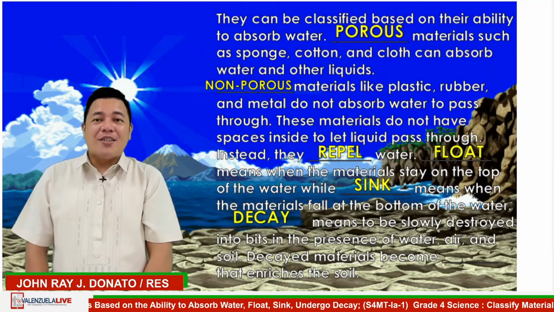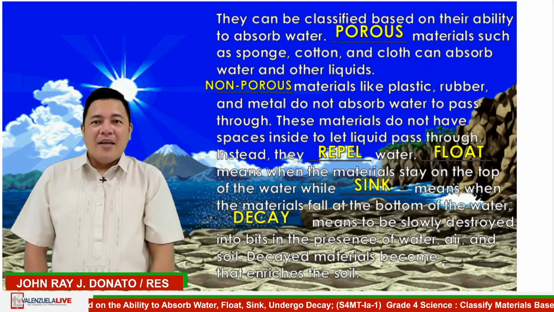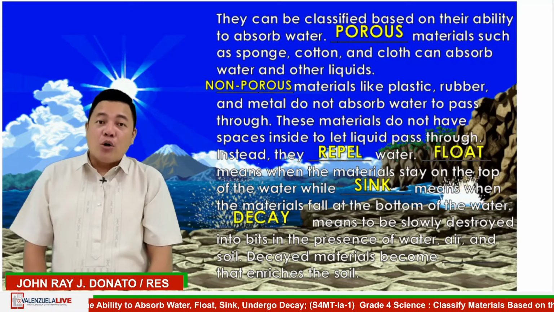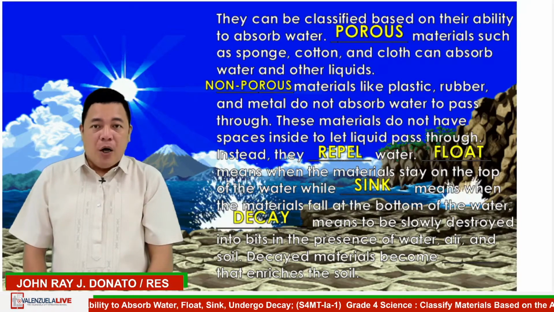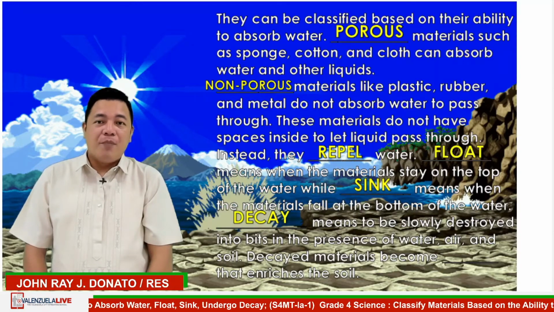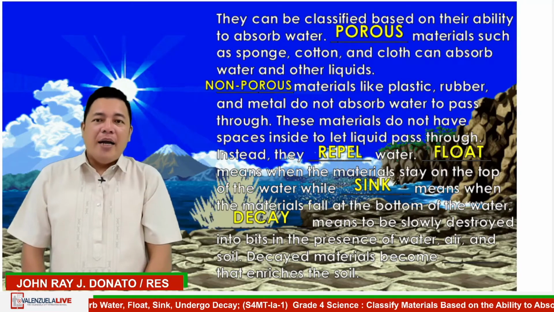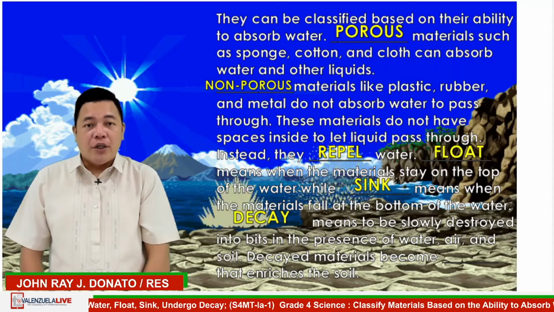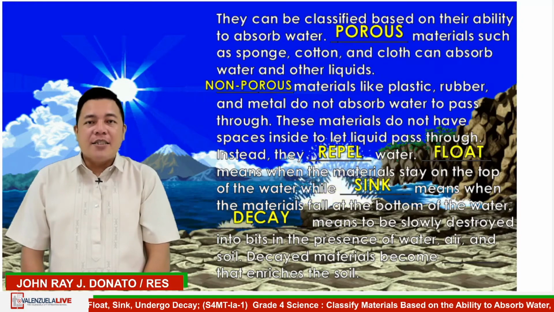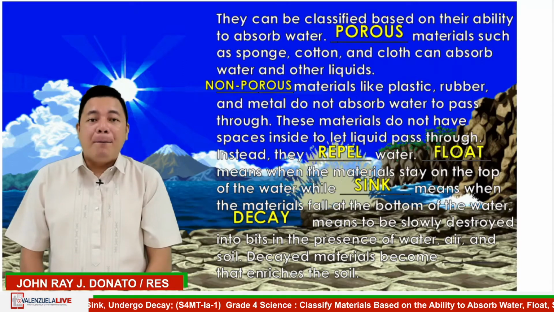Kindly check if your answers are correct. Then let us read the statements. They can be classified based on their ability to absorb water. Porous materials such as sponge, cotton, and cloth can absorb water and other liquids. Non-porous materials like plastic, rubber, and metal do not absorb water to pass through. These materials do not have spaces inside to let the liquid pass through. Instead, they repel water.